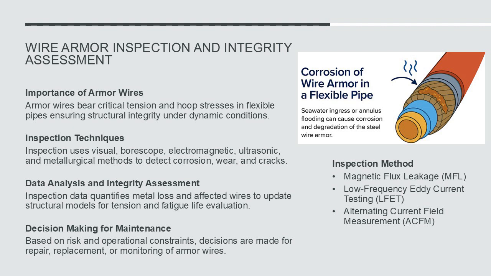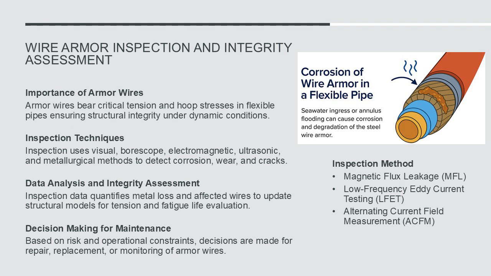Electromagnetic methods such as magnetic flux leakage, MFL, and low-frequency eddy current testing, LFET, detect section loss, while ultrasonic guided waves and alternating current field measurement, ACFM, identify cracks and surface defects where geometry permits. Metallurgical sampling may be employed during cutbacks for detailed analysis.